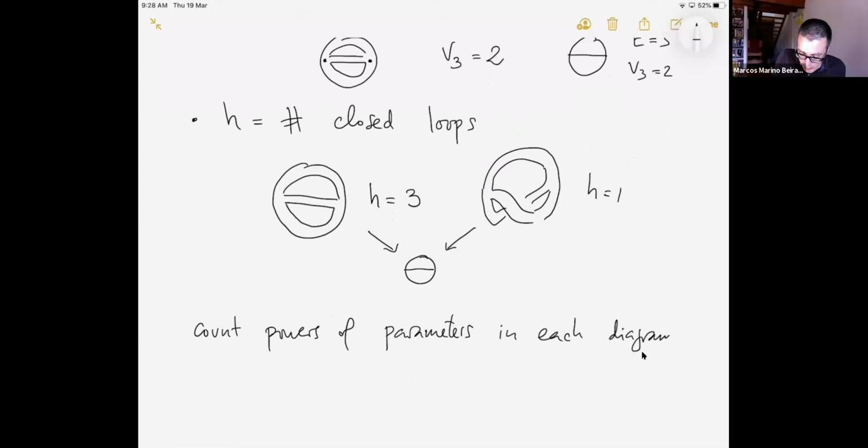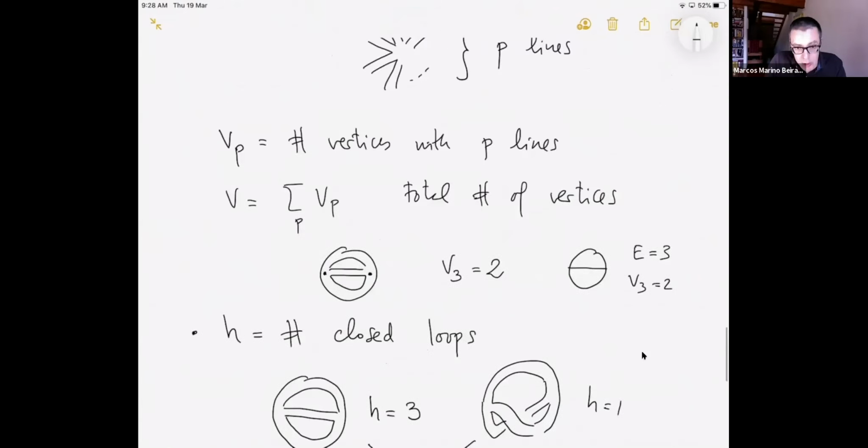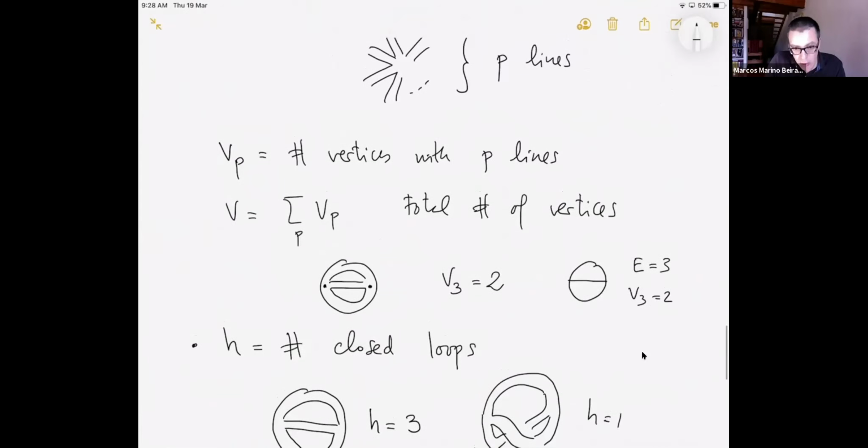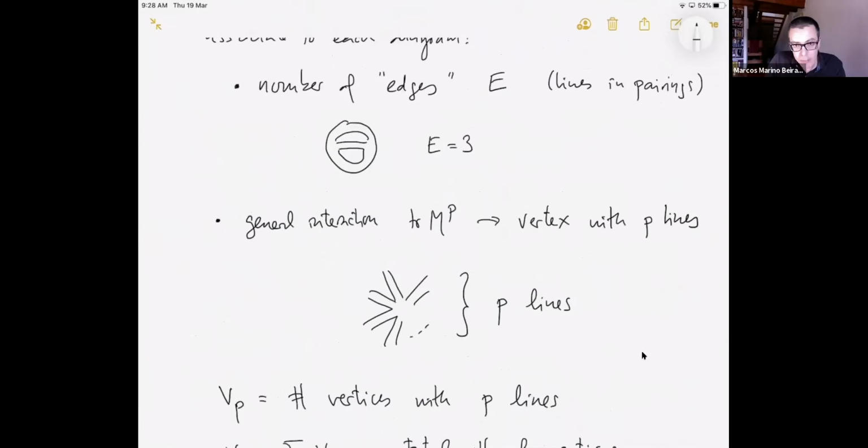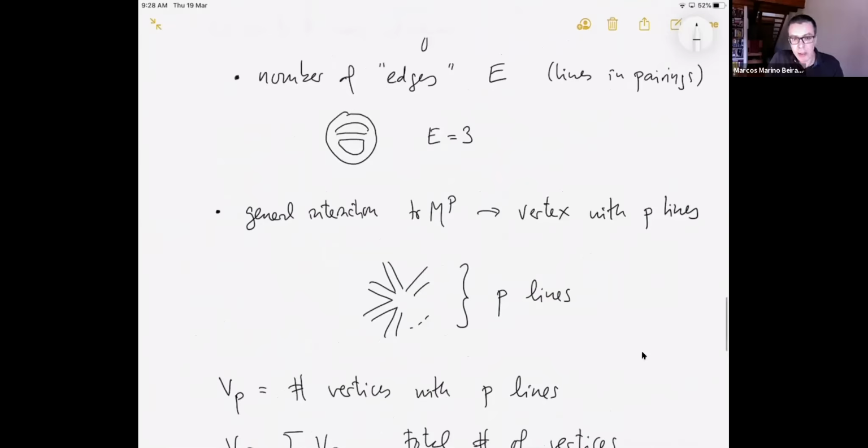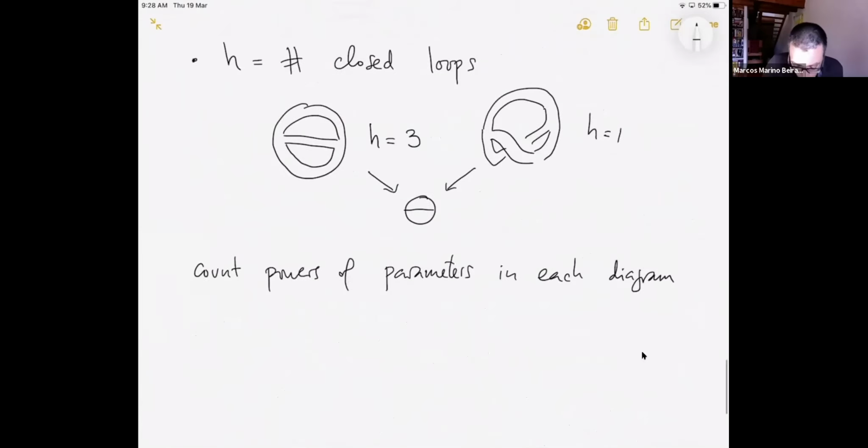As you will see, each diagram comes with a number of factors that appear in the calculation. And the powers of the parameters that appear there only depend on these topological properties of the diagram. They depend on the number of edges, the number of vertices, and the number of closed loops. So this will be very useful to understand what are the possible factors that appear.